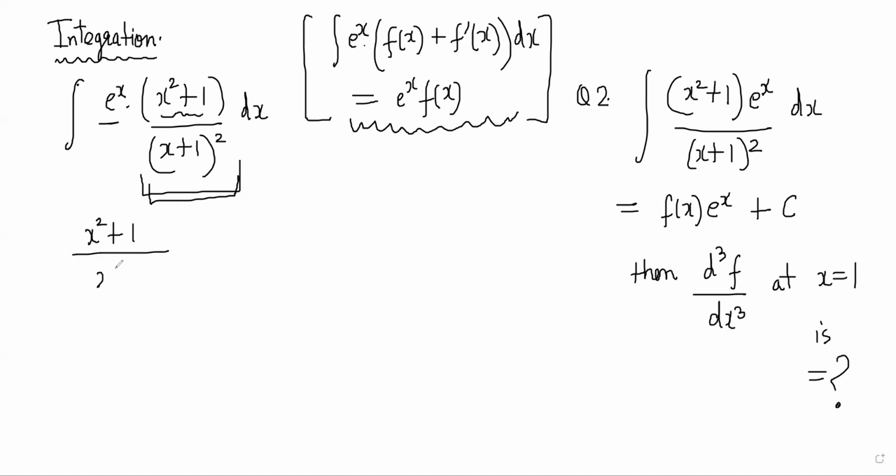X square plus 1 by x plus 1 whole square. So, can we express it like x square by x plus 1 whole square plus 1 by x plus 1 whole square? Yes, that is the obvious split, but it is not working. You can express it, but is it coming as f of x plus f dash x? No, right? So the denominator is already looking like some kind of differentiation. Exactly. So think of another way to split it. I'm sure one of you will be able to guess how to split if you think a little more.